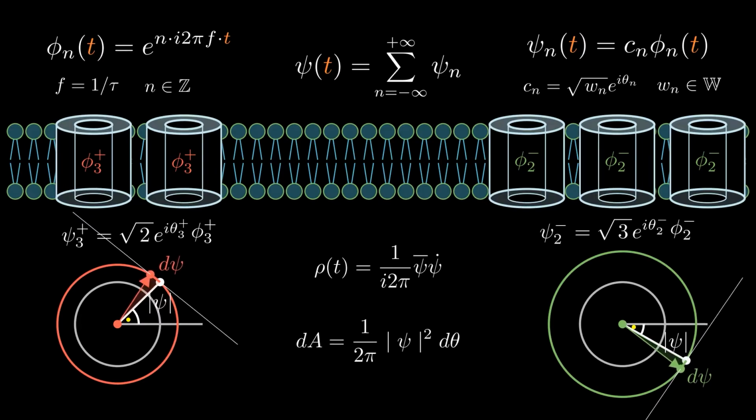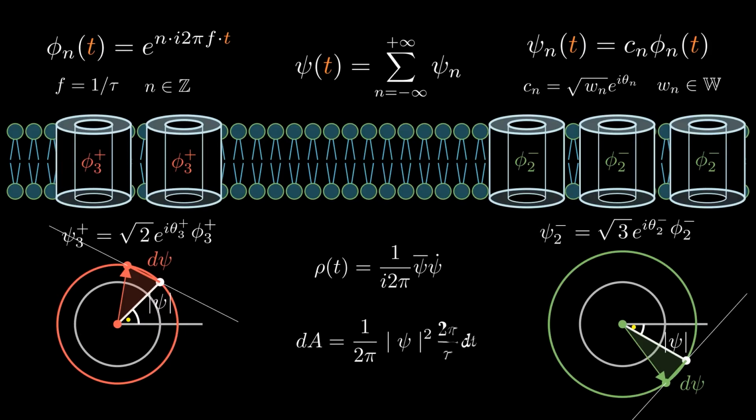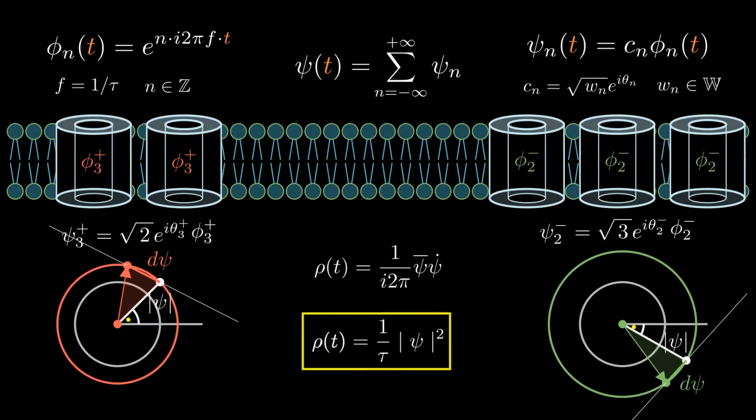Alternatively, the area dA, measured in the unit circle, can be expressed as the square of the radius, denoted as the absolute value of psi, multiplied by the angle d theta. The angle d theta is equal to the time interval dt multiplied by the conversion factor 2 pi over tau. The two pi's cancel each other out. Move dt to the left side of the equation. dA over dt defines the density function rho.